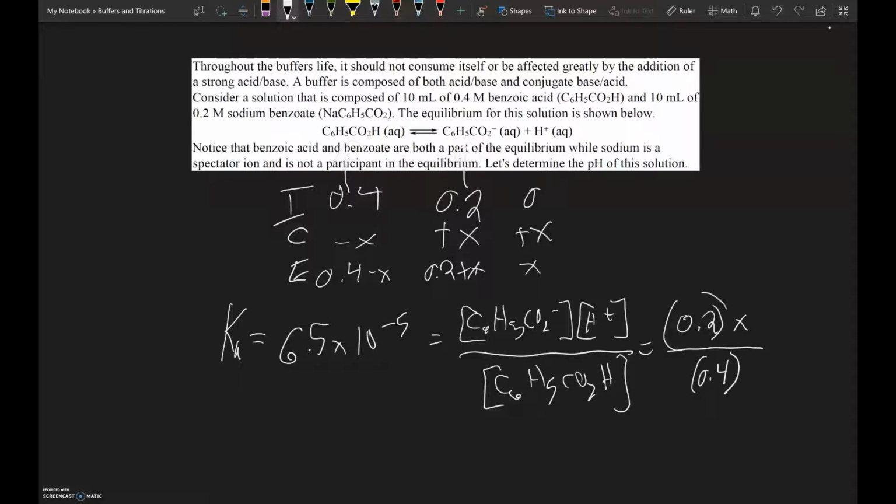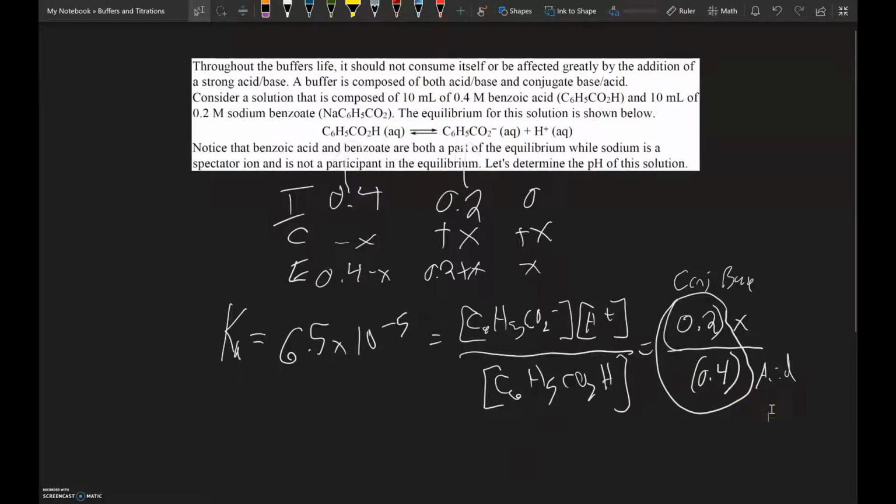What you'll notice here is this ratio, or this pair, where you have the conjugate base over the acid. And whenever you see this pair show up, usually you're going to know you're working with a buffer.